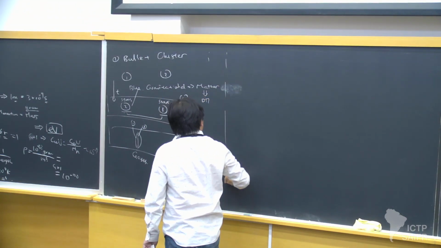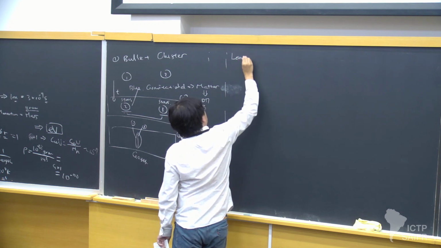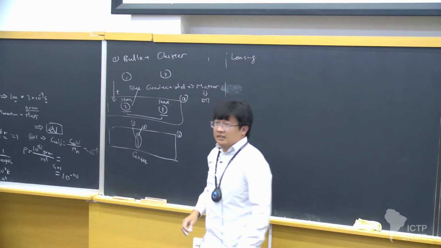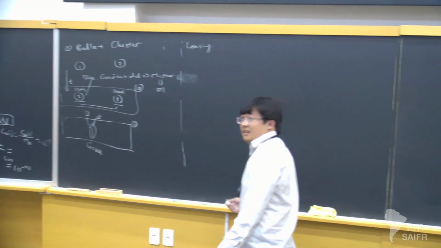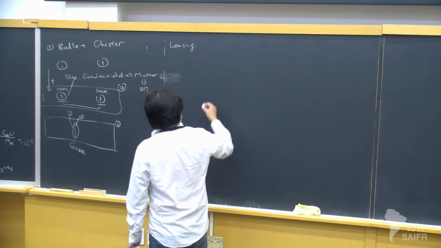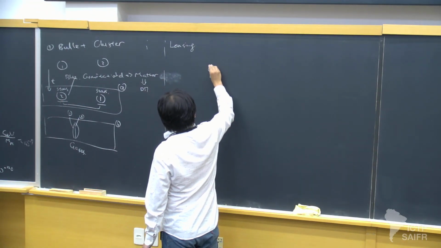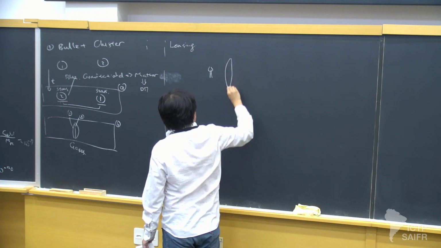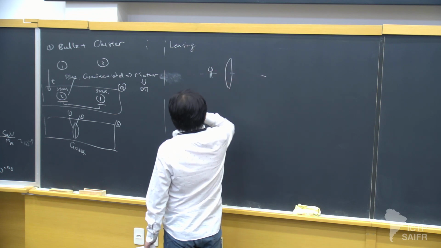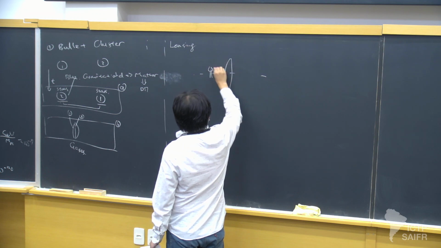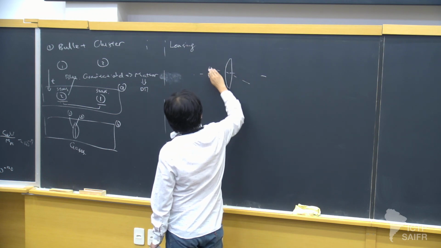So, lensing. Of course, I assume everybody has seen lensing in optics. The idea is, if I put a candle here and I have a lens right in front, then the candle is going to emit light. Let me make it a little bit bigger.